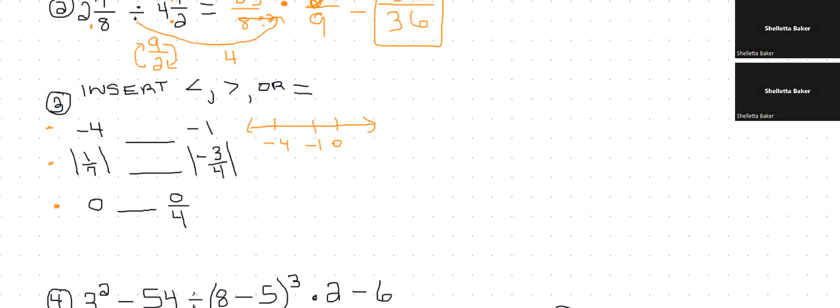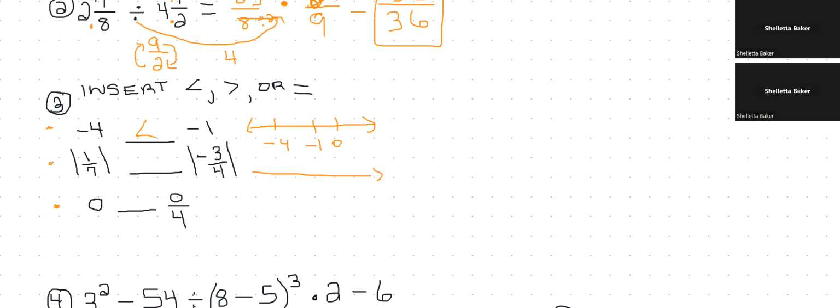If on my number line I plotted 0, -1 would be to the left of 0, and then -4 would be to the left of -1. So the -4 is smaller than -1 since it's farther away from 0, and therefore we would put a less than symbol here. -4 is less than -1. Now remember, these two vertical lines mean absolute value, and they also relate to 0 on our number line.